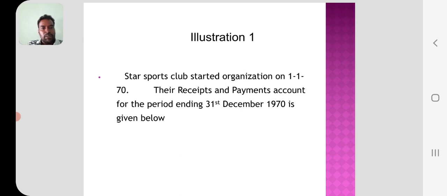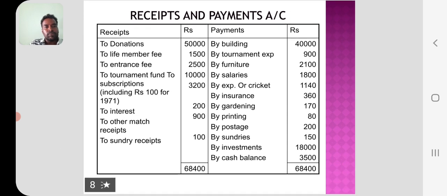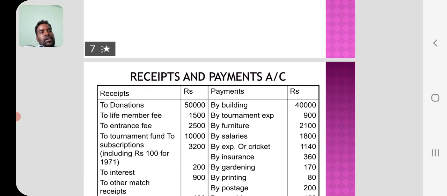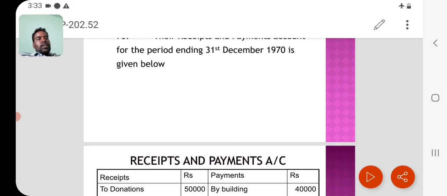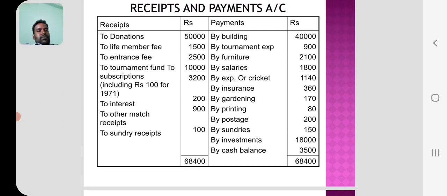An organization named Star Sports Club started on 1-1-1970. Their receipts and payments account for the period ending 31/12/1970 is given below. So see here, it's the receipts and payments account.